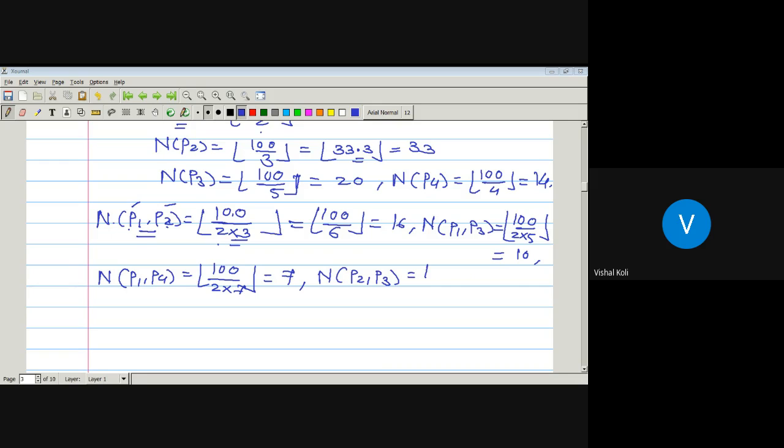is equal to the greatest integer value of 100 divided by 15, that is p2 is 3 and p3 is 5, which is equal to 6. N of p2 p4 is equal to the greatest integer value of 100 divided by p2 is 3, p4 is 7, 100 divided by 21, which is 4. We just have to find the greatest integer value.